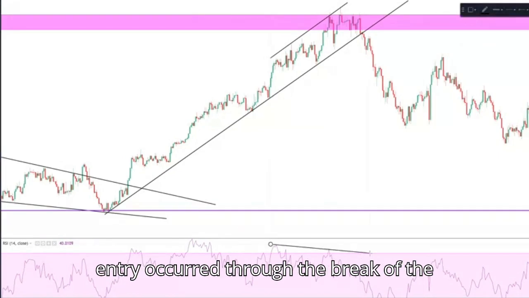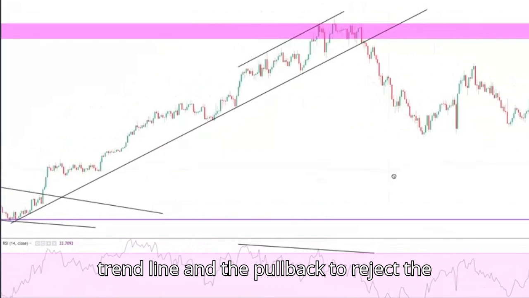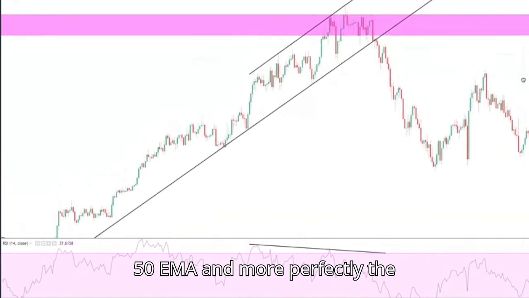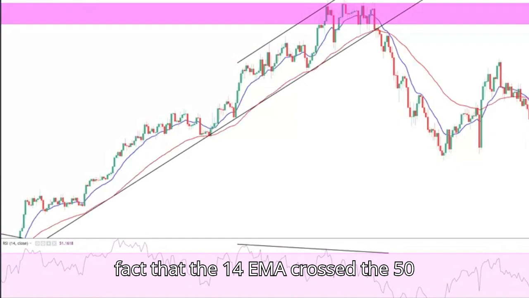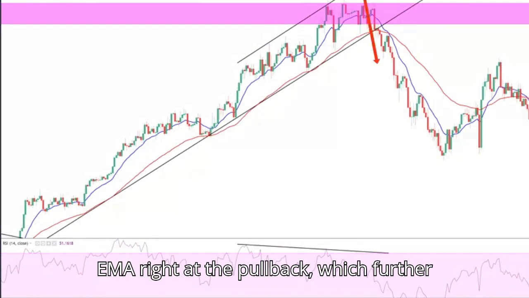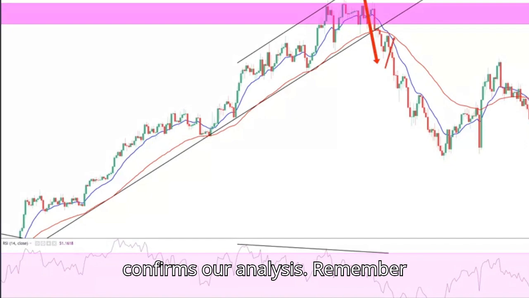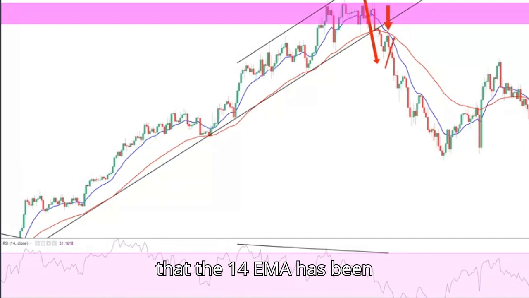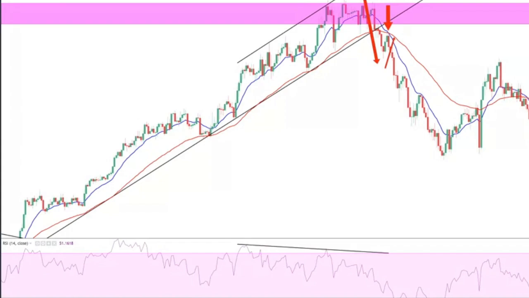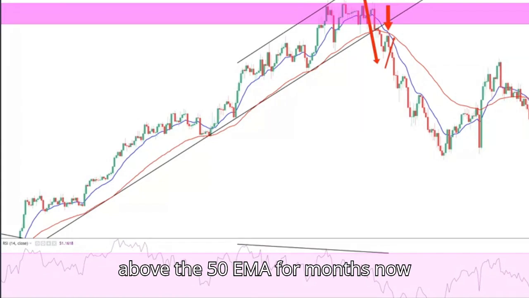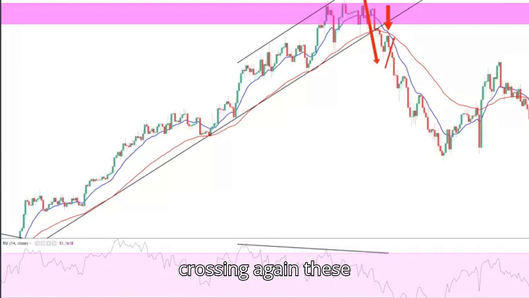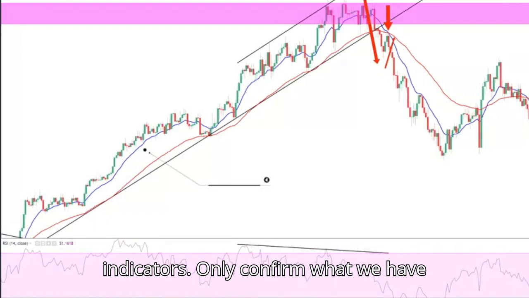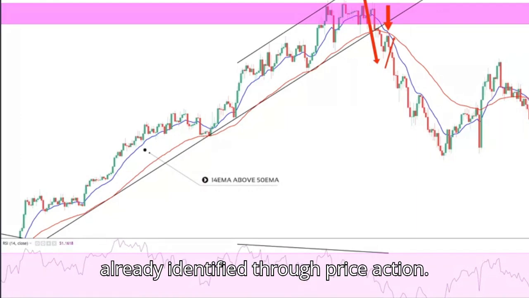The entry occurred through the break of the trend line and the pullback to reject the 50 EMA, and more perfectly, the fact that the 14 EMA crossed the 50 EMA right at the pullback, which further confirms our analysis. Remember that the 14 EMA has been above the 50 EMA for months now in this bullish trend before finally crossing. Again, these indicators only confirm what we have already identified through price action.